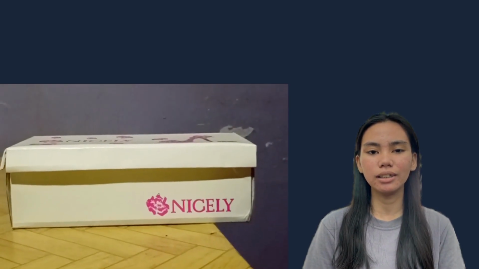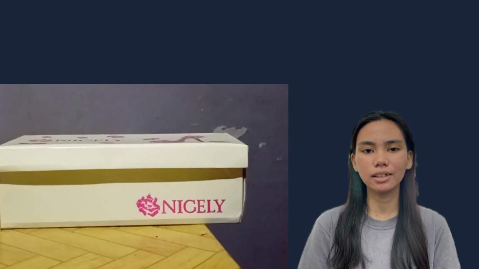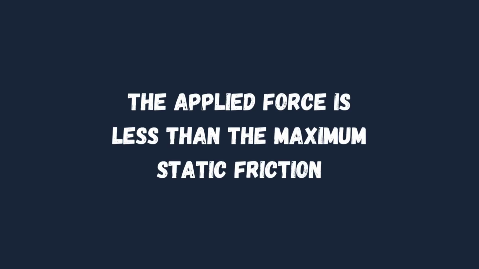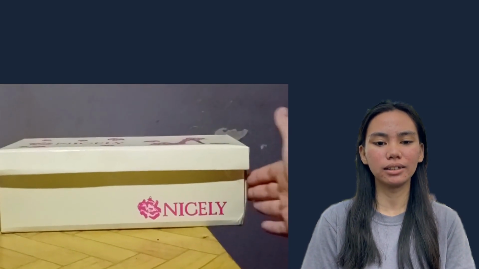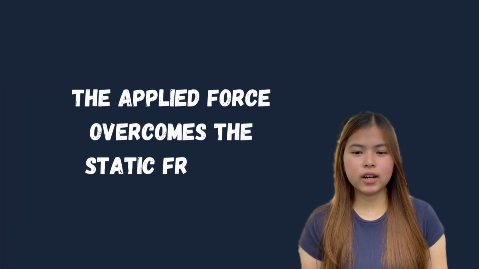Let's say I'm trying to push this box on the table. See, it doesn't move yet because static friction is still stronger than my push. That means the applied force is less than the maximum static friction. But once I push harder, boom, it moves. That's when the applied force overcomes the static friction.